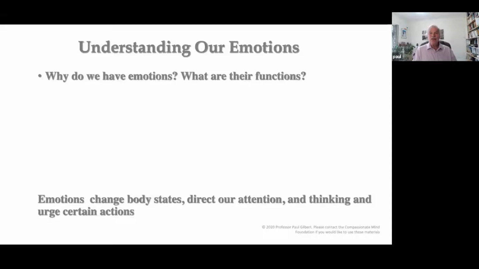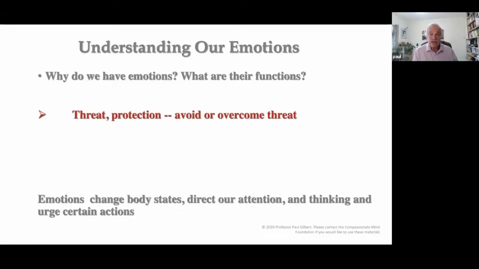So one of the questions as an evolutionist we always ask ourselves is, why do we have something? Why do we have a heart? Why do we have a liver? Why do we have legs? Why do we have eyes? What are they designed to do? When we think of emotions this way, we can see that there are three basic things that emotions are designed to do. There are three types of body action that we need in different contexts.